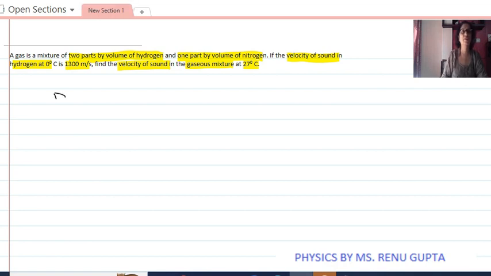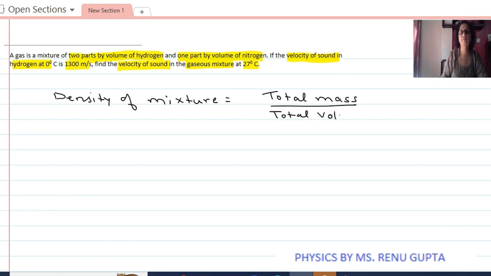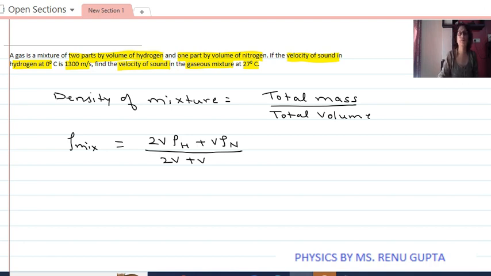So first of all, density of mixture will be given by total mass of mixture divided by total volume of mixture. So density of mixture is equals to, now mass is volume into density. For hydrogen it is 2 parts of volume into density of hydrogen plus volume of nitrogen into density of nitrogen. Now there are 2 parts of volume of hydrogen and 1 part of volume of nitrogen. And we know that density of nitrogen is equals to 14 times density of hydrogen. This is known to us.